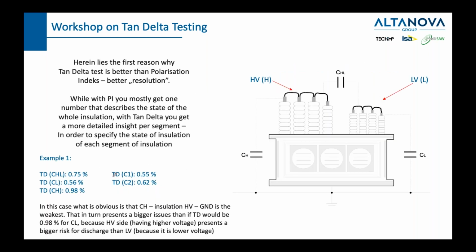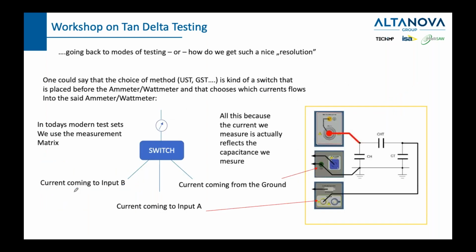So if we have a transformer and we measure these values for a body of the transformer and these for, let's say, one bushing, we will see that probably CH will have a problem soon. If we had only one number for all this, maybe the number would be 0.85 and we would say all is fine. But in reality, there would be a problem hiding with the insulation between the high and the low voltage wire. So now, let us completely demystify this and say what is really UST and GST, or what do we do, how do we decide what to measure?